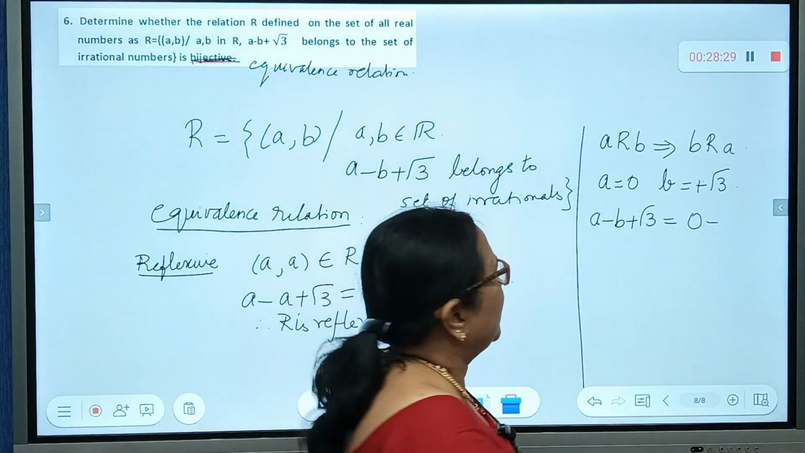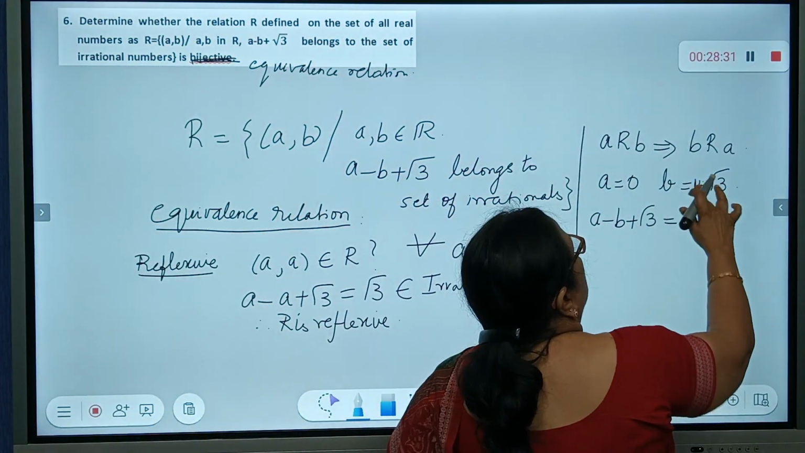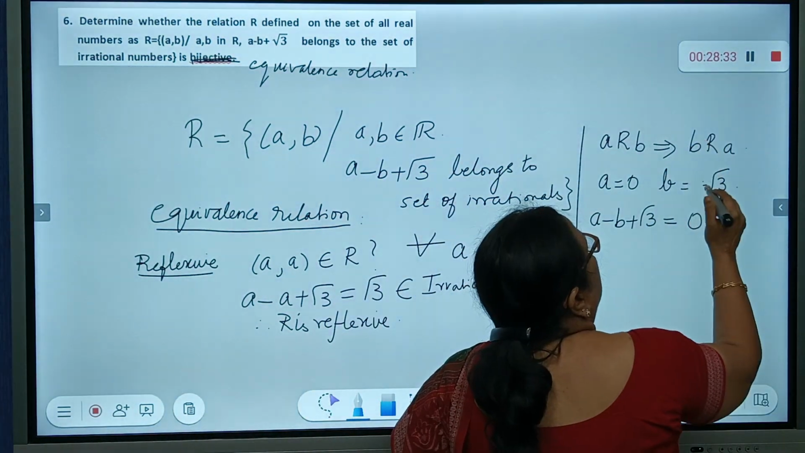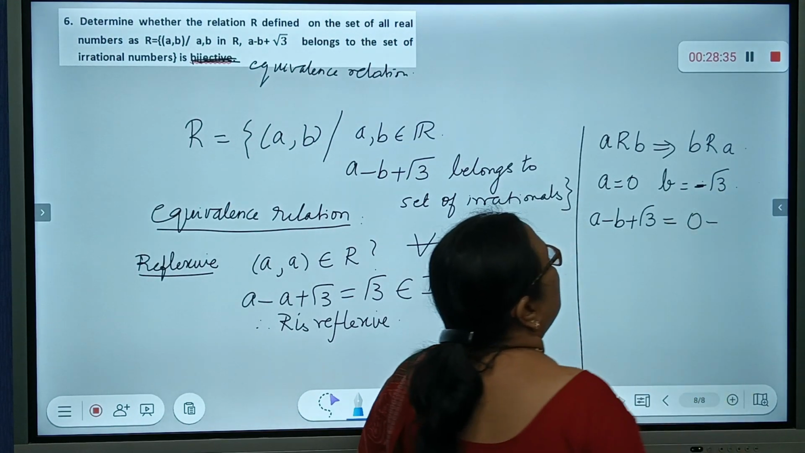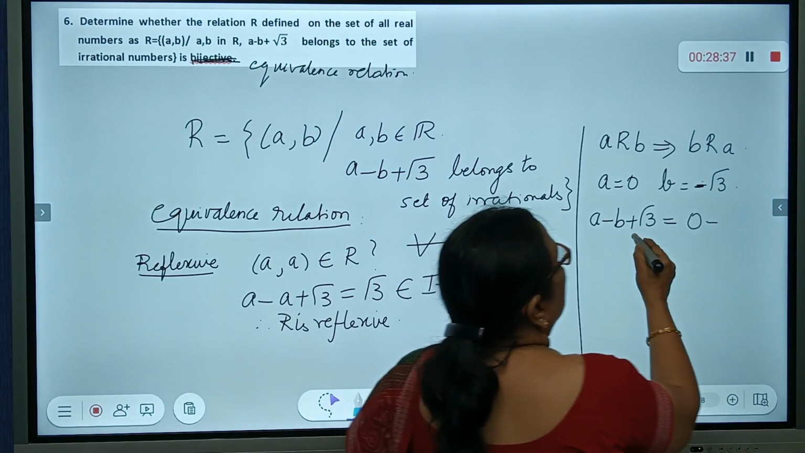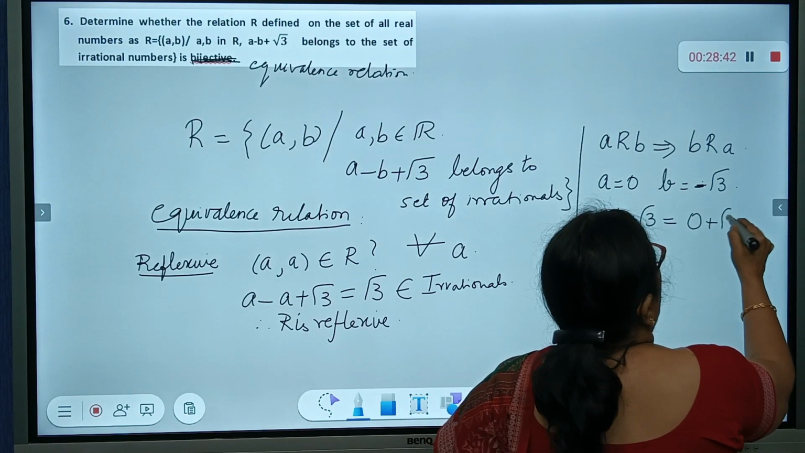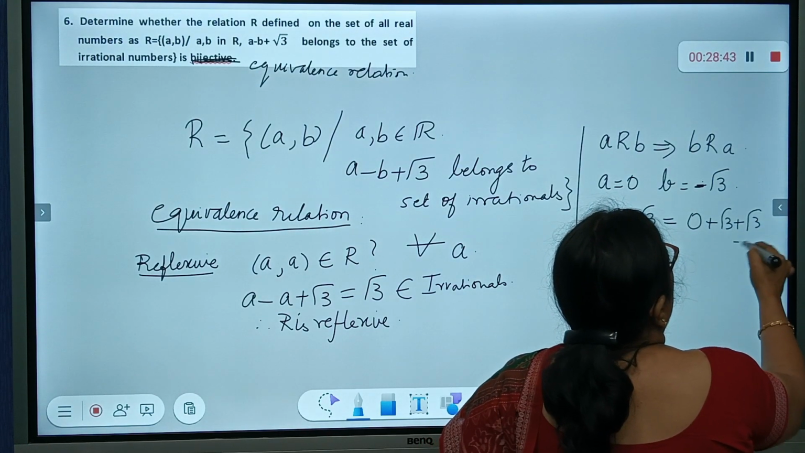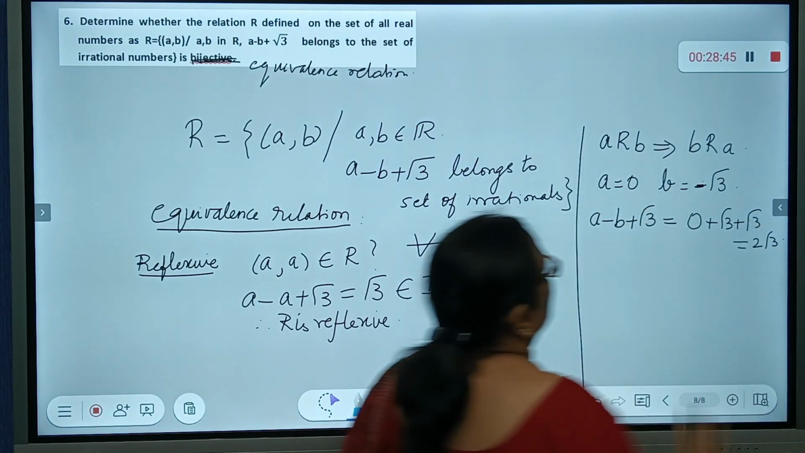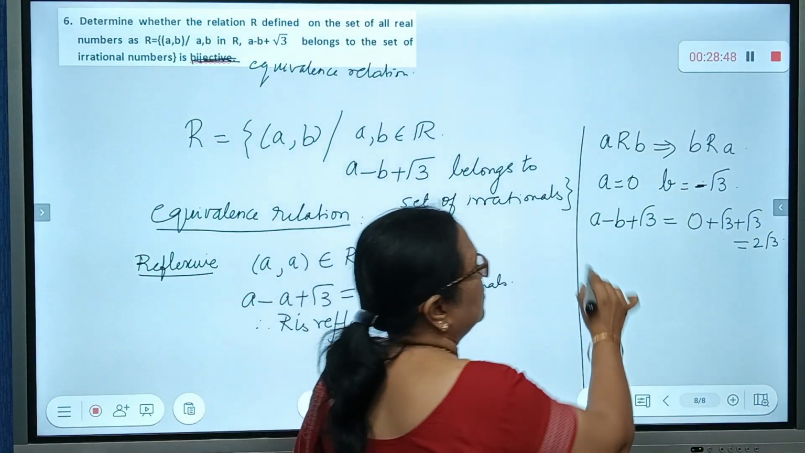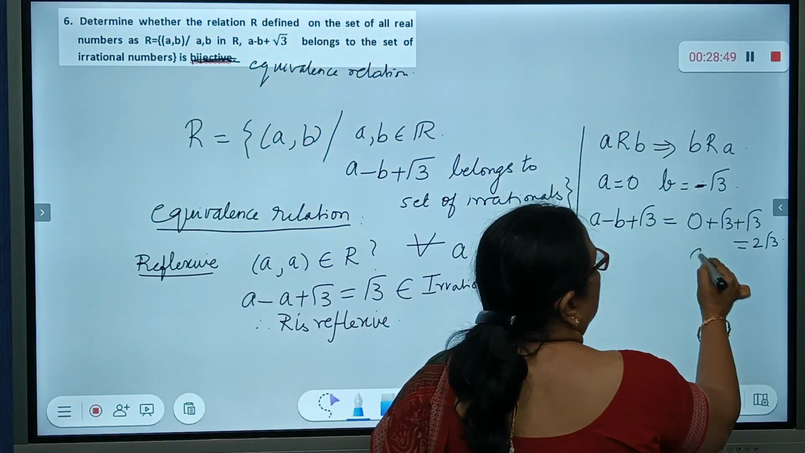So what should I have done? I should have kept it as minus root 3 only. When I keep it as minus root 3, a minus b will be minus of minus, so plus root 3, plus root 3, which is 2 root 3. Sorry. So, a is related to b. This is satisfied, which is an irrational number.